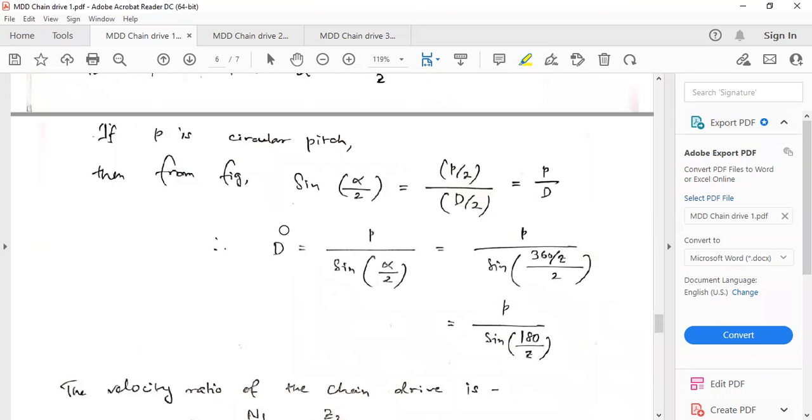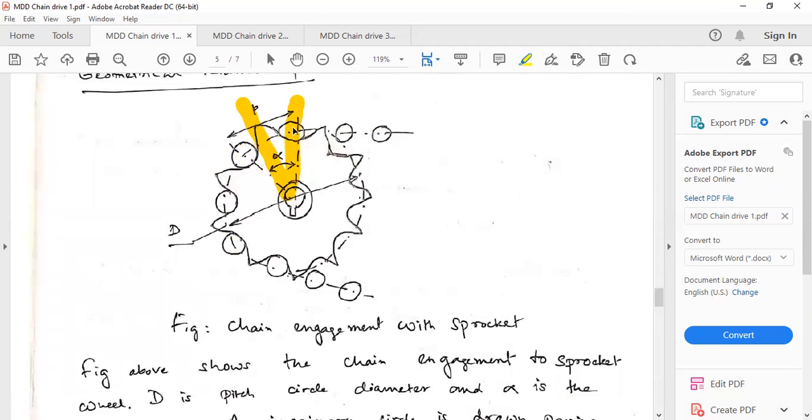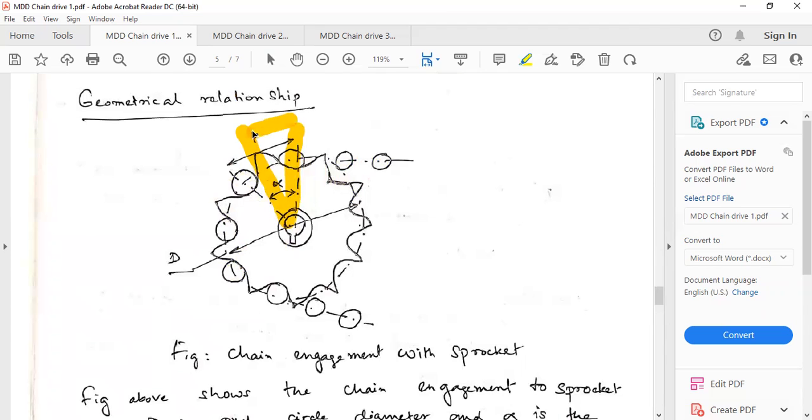Next, from this figure, if we take sine of alpha by 2, alpha by 2, one half of alpha, so this much. Then we can nearly take this part as a straight line. This is not a straight line, this is a curvature. But since this alpha is small and alpha by 2 will be even smaller, we take this as a straight line. So we can take sine of alpha by 2 as perpendicular by base, or rather perpendicular by hypotenuse.